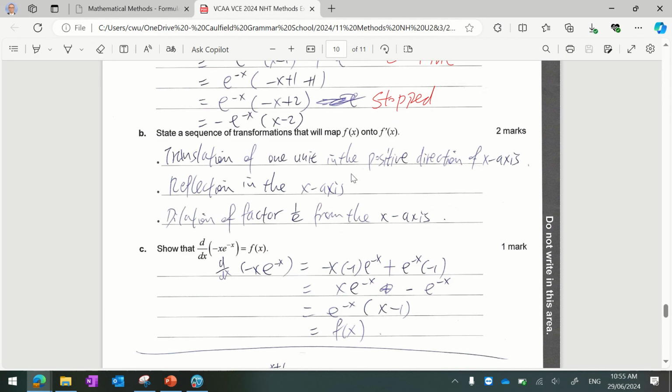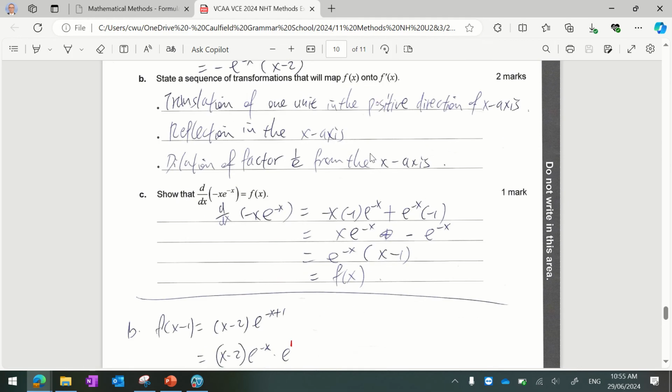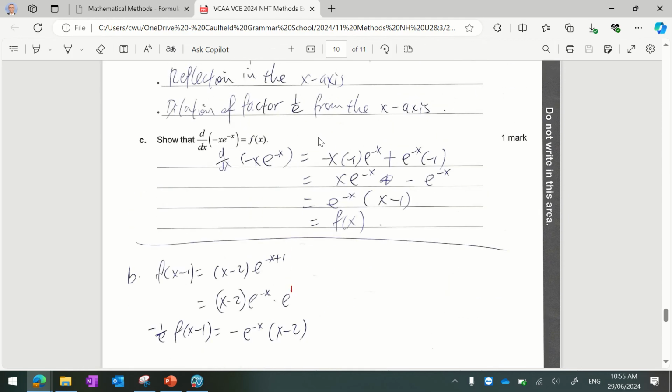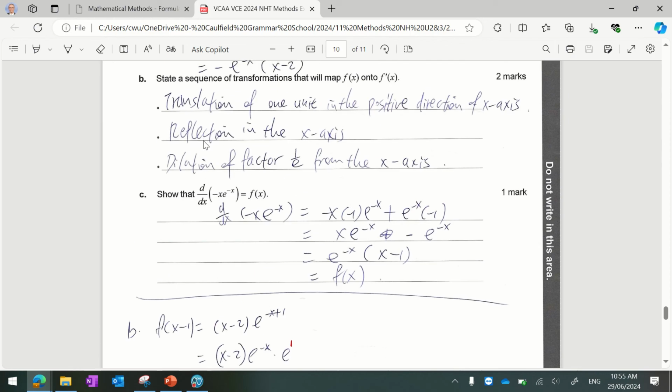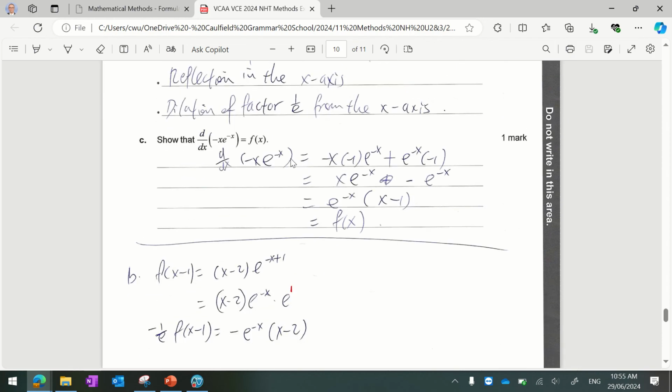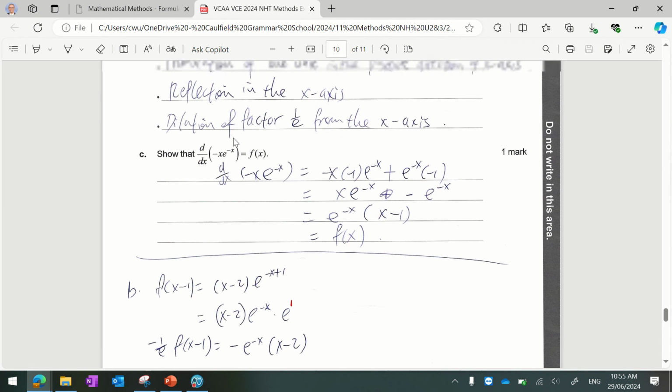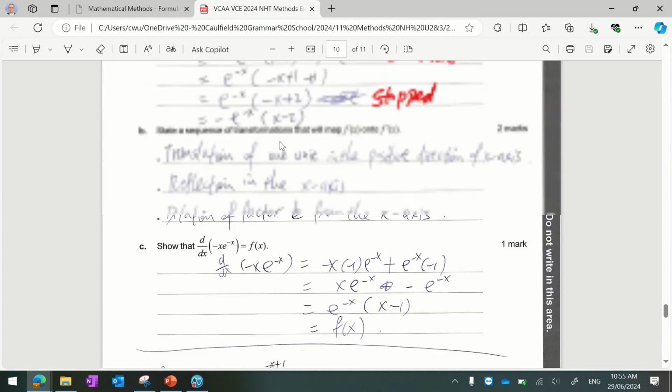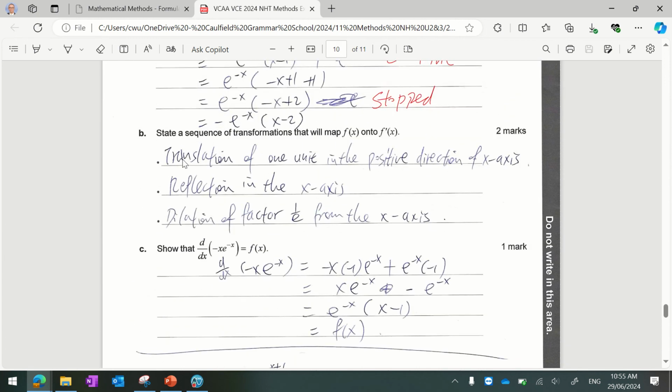And then reflection in the x-axis, and then dilation of factor 1 over e from the x-axis. Also, reflection and dilation, it really doesn't matter what order you put them in. And in this case, it doesn't matter even if you put translation last, because the translation affects the x value and reflection and dilation affects the y value. So all the types of transformations that we're dealing with here means that you could get away with writing them in the wrong order.